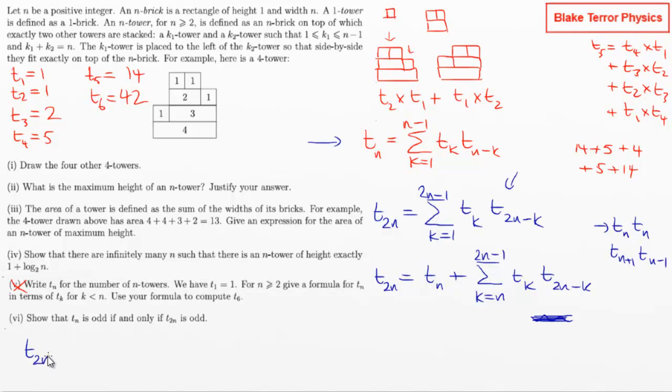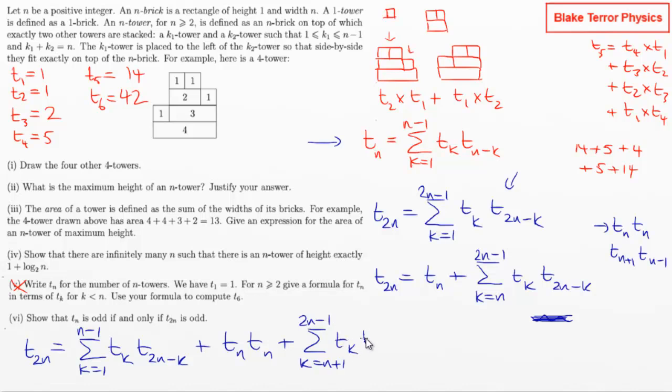So t2n, what if I split that into the sum from k equals 1 up to n minus 1 of tk t to the 2n minus k, then add that tn squared bit in the middle, tn times tn, and then have the rest of it afterwards. So this is going from k equals n plus 1 up to 2n minus 1 of tk t to the 2n minus k, because this is really useful, having this tn squared.